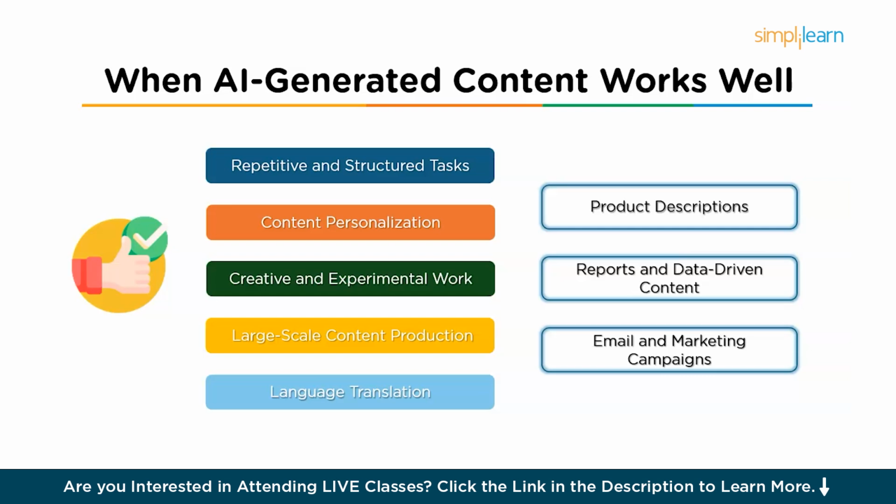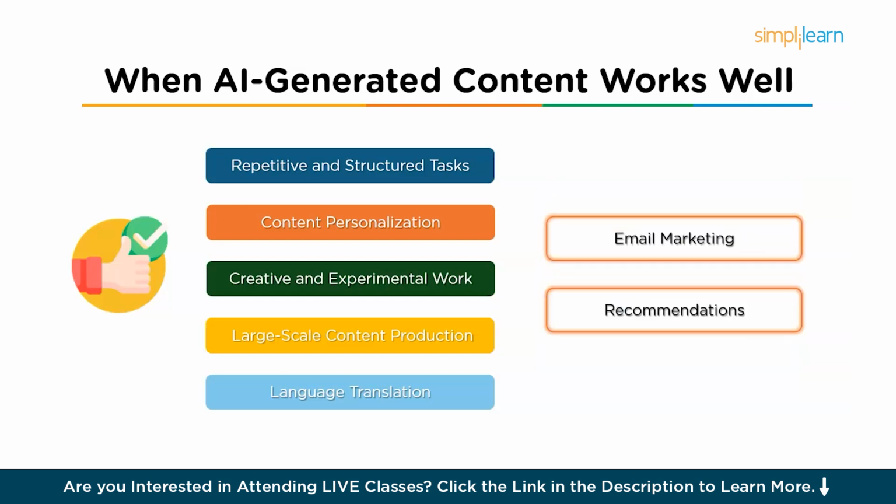For example, tools like Copy AI or Jasper can automate the creation of thousands of product descriptions in no time, and that can be used in reports and data-driven content. AI can generate data-driven reports based on structured data, for example, financial results, sports scores, or weather reports. And it can also be used in email and marketing campaigns. AI can generate personalized marketing emails or social media posts quickly and efficiently.